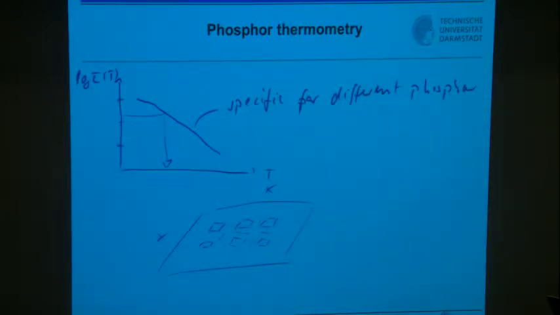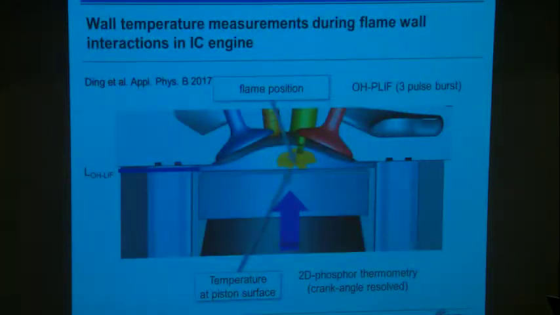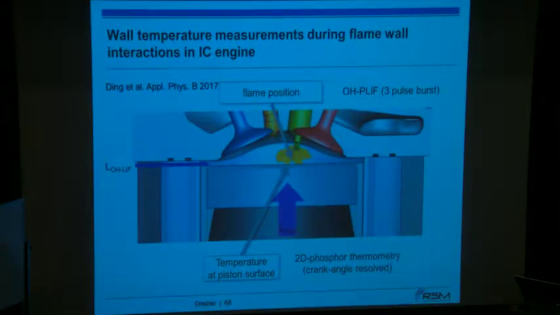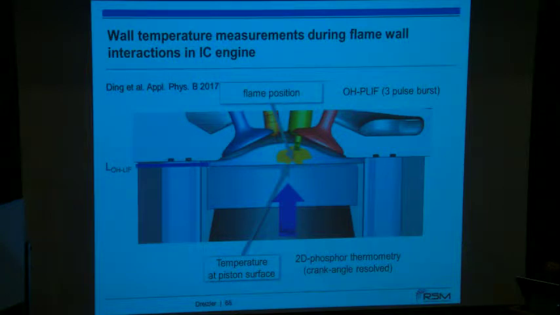Okay, we have discussed as well some applications, and to finish that chapter, I would like to share with you some recent results we have obtained by using this technique, again in an IC engine, but here as well together with some flame front imaging to see how a flame, when it impinges, in this case at the piston, is actually increasing the temperature of this piston, to see heating rates.